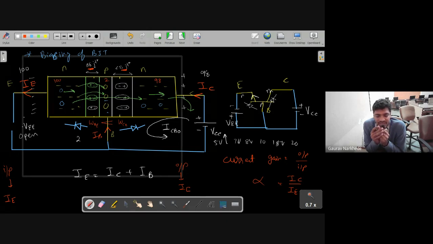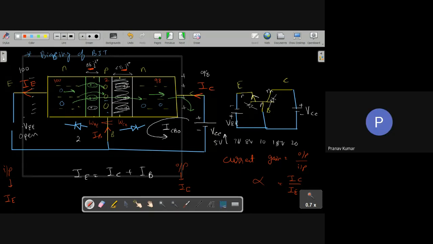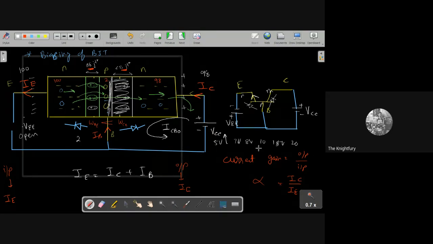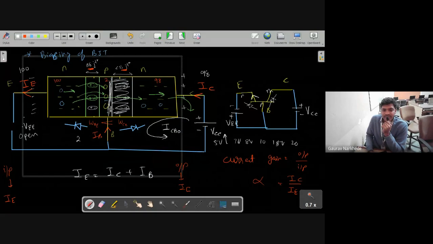So what will happen? As I will increase the reverse bias, what will happen to this depletion width? ये depletion width को क्या होगा? It will increase, right? As I will increase, the depletion width will increase.